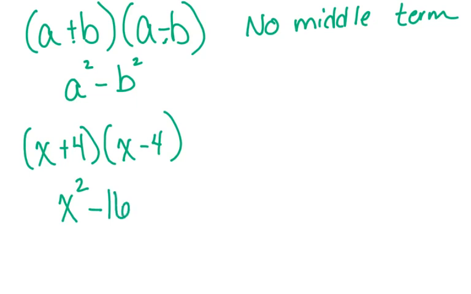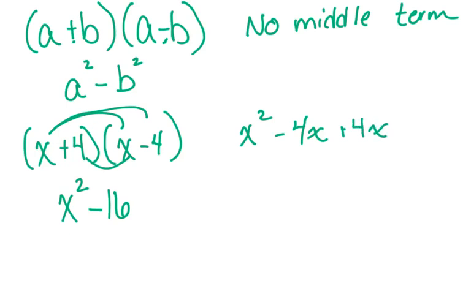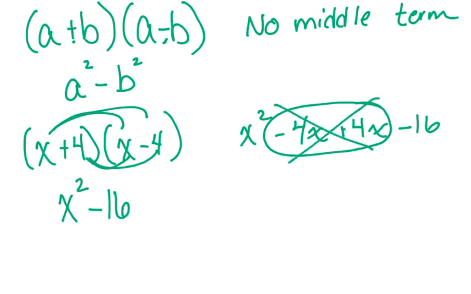As always, you can still FOIL if that helps you. But if I were to FOIL this, you get x squared minus 4x plus 4x minus 16. And if you notice, these are the opposites of each other, so they cancel each other out. And that's how you get your final answer.